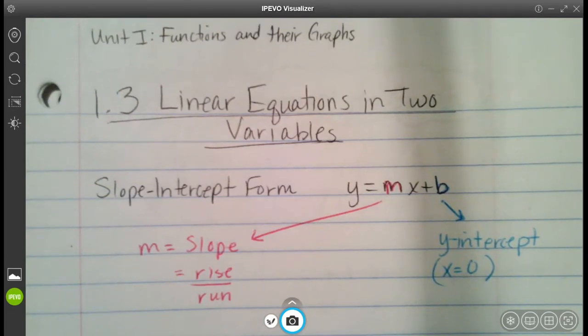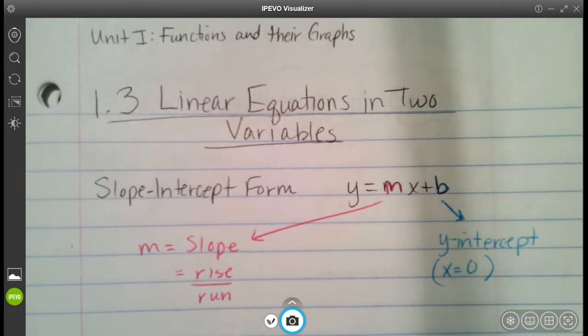In this video, we're going to cover section 1.3, linear equations in two variables. There's a lot of information, so just pause where you need to. I'm going to try not to take too long so we don't go over 40 minutes or so. Okay, hopefully it's a lot less.